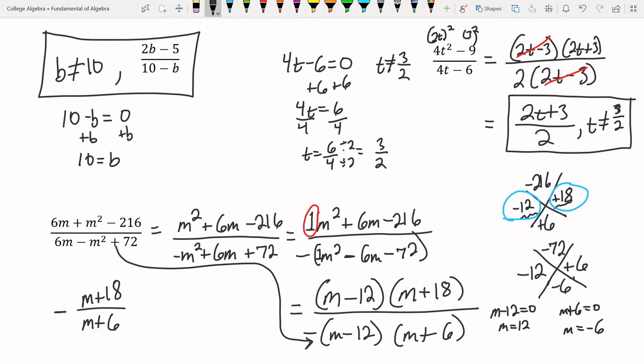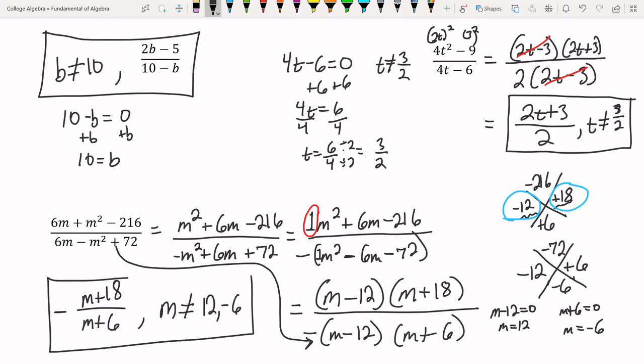12 minus 12 is 0, and 0 times anything is 0. So we need to exclude 12. And then negative 6 plus 6 is 0, and anything times 0 is 0. So we have to exclude negative 6. Therefore, m cannot equal 12 or negative 6. And that's the reduced form of that rational expression.